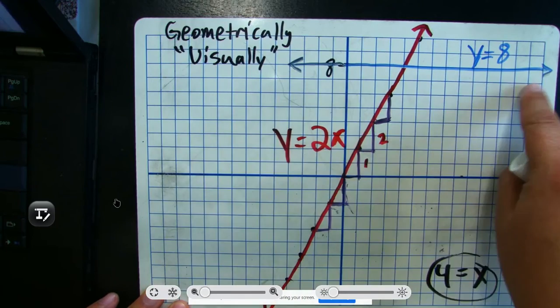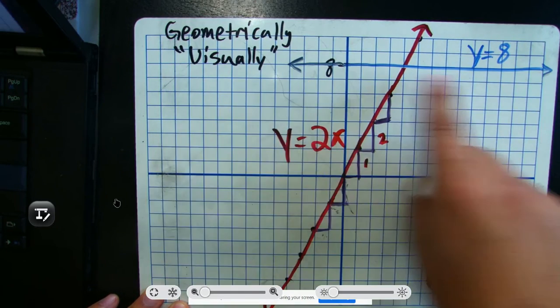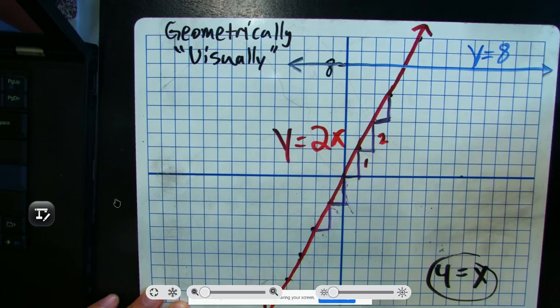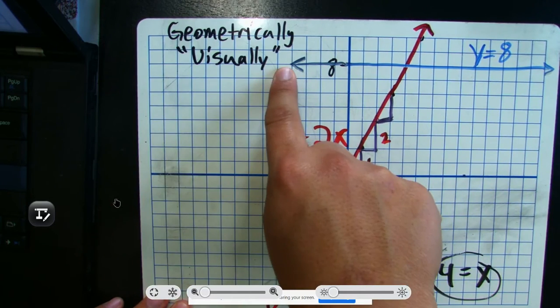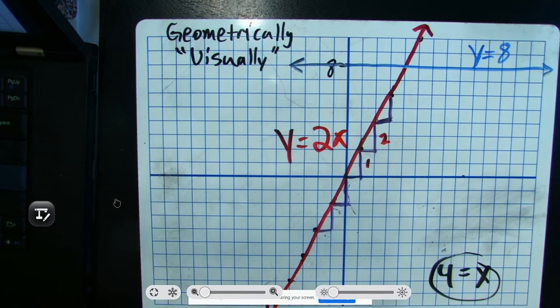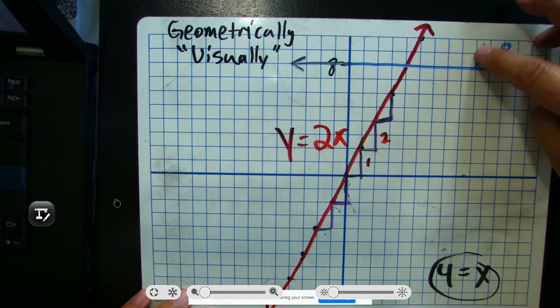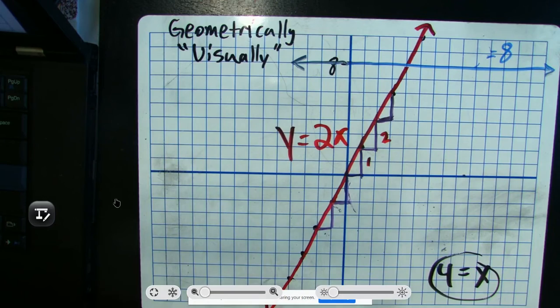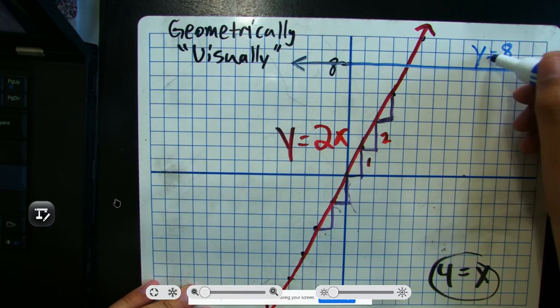This is a horizontal line, y equals 8. Again, continuous function keeps going on forever horizontally to the left and to the right. It doesn't stop here. It keeps on going. I just didn't want the line to cut through the word visually. Okay? And let me make my y look a little prettier because it looks ugly. There we go. That's much better.